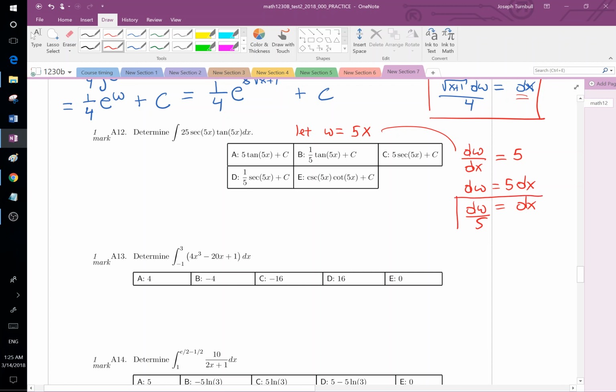There's cross multiplying and cross dividing to isolate for dx, because ultimately when you do a substitution using this approach, you're going to have to replace dx with something else. So I have 25 secant of w times the tan of w times my replacement for dx, dw over 5.